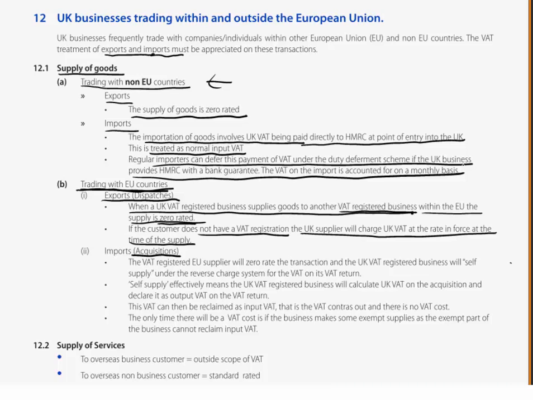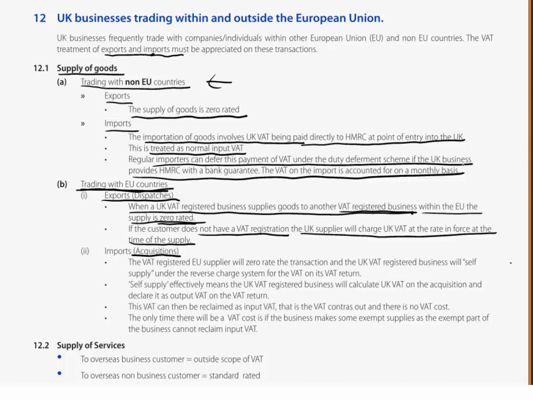Okay, so in relation to buying in from businesses outside the EU, we have to account for the VAT on the sale to us. We pay that to HMRC and then record that, assuming that we can recover the input VAT, as input VAT. What about when we trade with other EU countries?